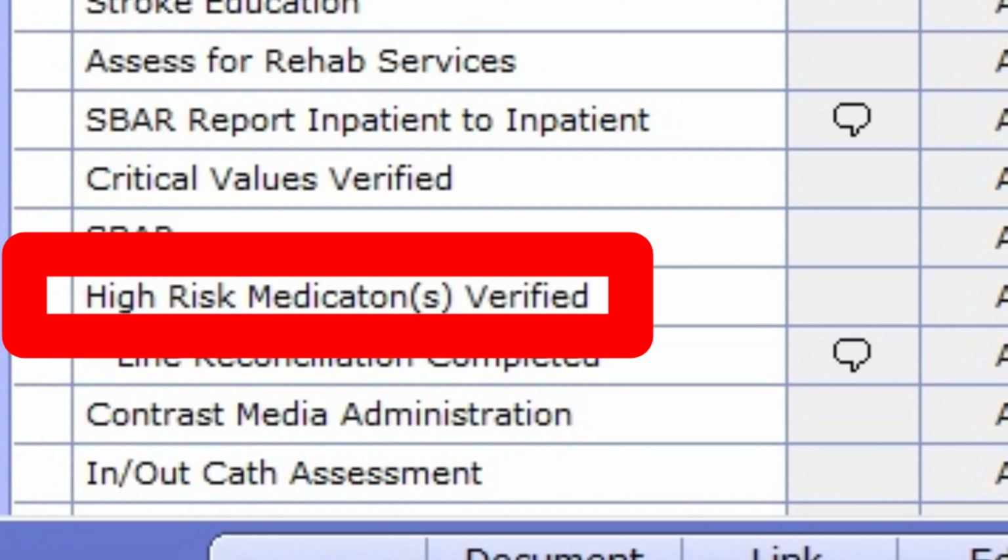The next will be the high-risk medications verified. For some medications, for example, I think in our hospital, if we have heparin of more than 5,000 units, we have to have someone verify that with us. So we have to find a registered nurse and tell him or her that we are giving this medication. He or she should witness and document that she has verified that we are giving it at a safe dosage. That's for heparin given subcutaneously.